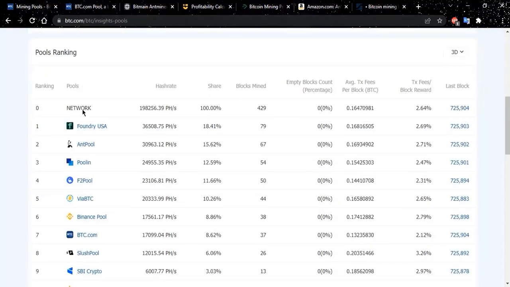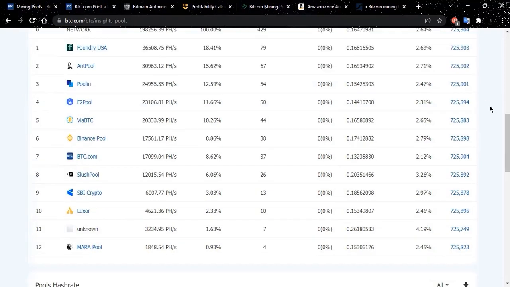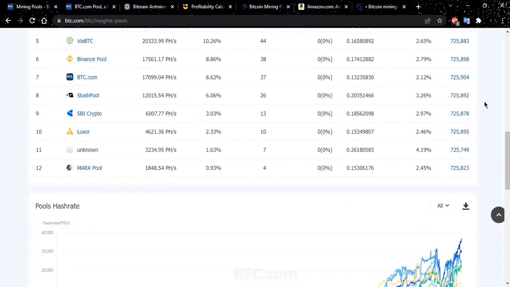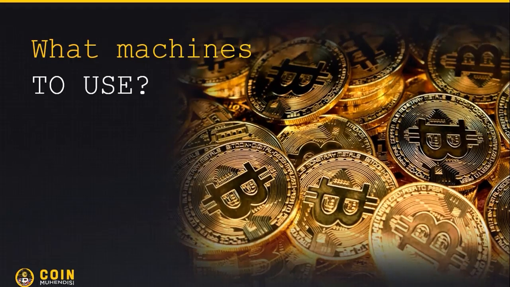You can check this. Okay, we can see the hash rates, and we can see the blocks mined, 429 blocks, and this is the transaction fee they get per block. So what did I tell you? Per block we have 6.25 Bitcoin, and they get 0.16 Bitcoin in fees. This is the last block they mined, and as you remember, each block takes 10 minutes to mine.